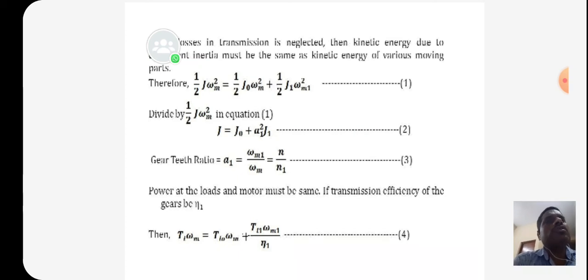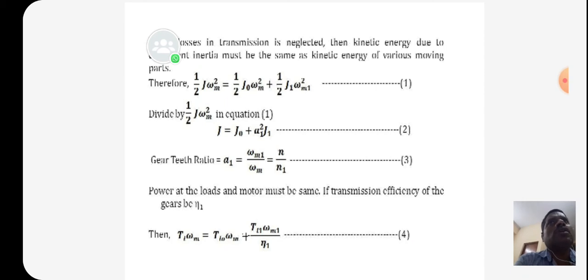Now this is also called the rotational motion load which is connected to the motor. And here the equivalent moment of inertia we have to find out earlier: J is equal to J0 plus a1 square J1 plus a2 square J2 plus up to am square Jm. This is the equivalent drive parameter when the load has rotational motion.